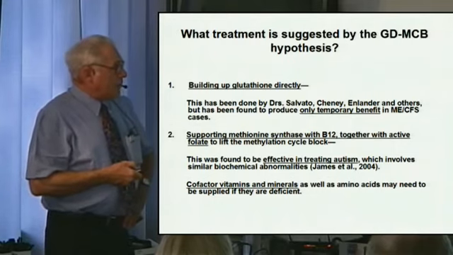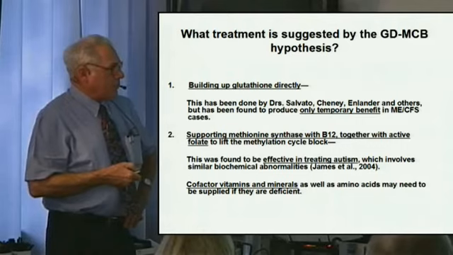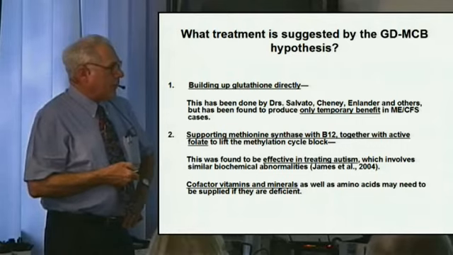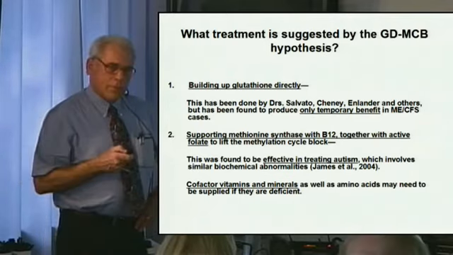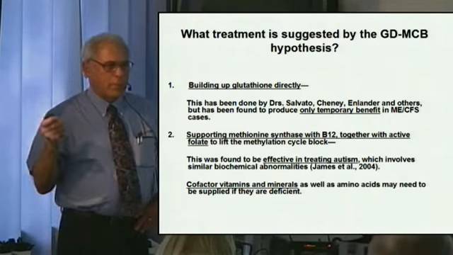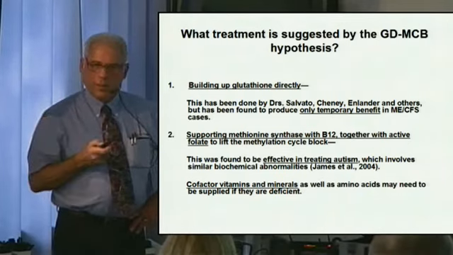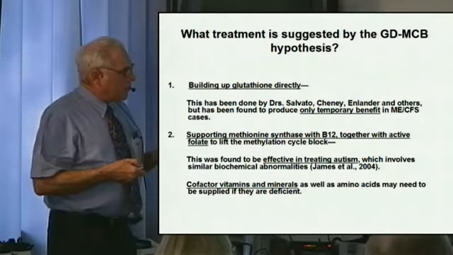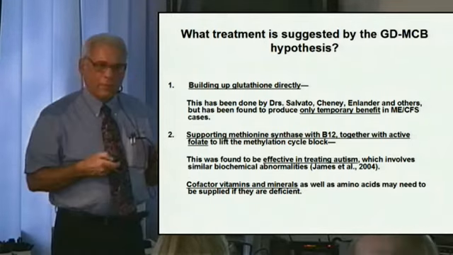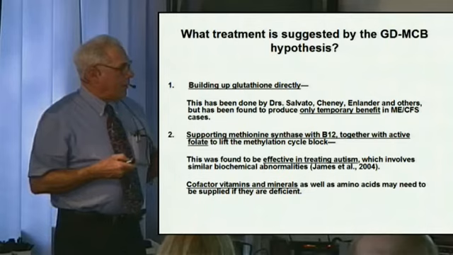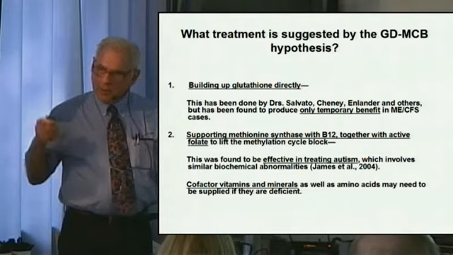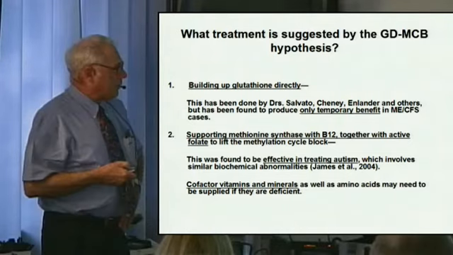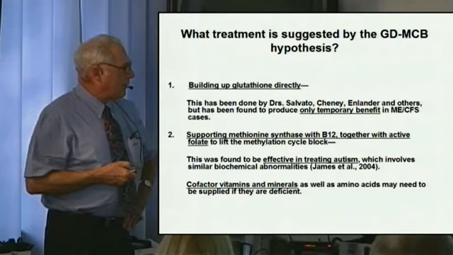So anyway, this treatment then would be to support methionine synthase with B12 together with active folate in order to lift the methylation cycle block. Now, that combination is the key to the treatment. For many years, people have used high-dose B12, and it helps the people some, but it's not permanent. But if you combine that with active folate, and I'll show you which one I'm talking about, that combination lifts this block, raises glutathione, and you see some permanent benefit. So that's the key. And it took us a long time to figure that out.